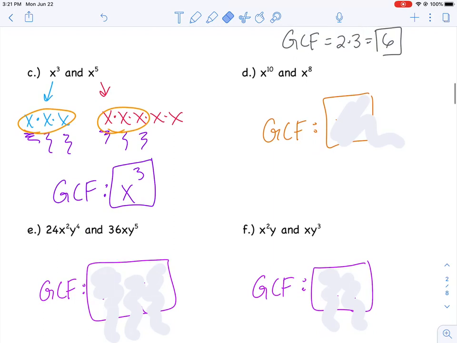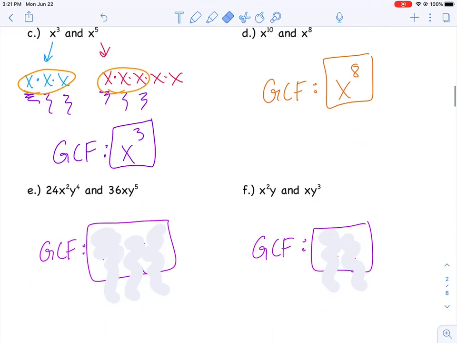Let's do another one. x to the 8th and x to the 10th. Well, if you think about it, there's 10 x's in the first one and 8 x's in the second one. And what's the biggest amount of x's you can take out of both of them equally? Well, the biggest amount would be x to the 8th. So our greatest common factor is x to the 8th.